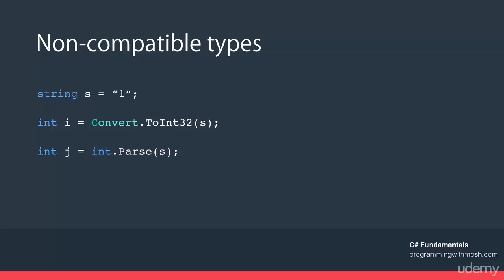We also have this parse method here. All the primitive types that I explained in the last lecture, like integer, long, float, boolean, they all have this parse method. And the parse method takes a string and tries to convert that to the target type, in this case an integer.